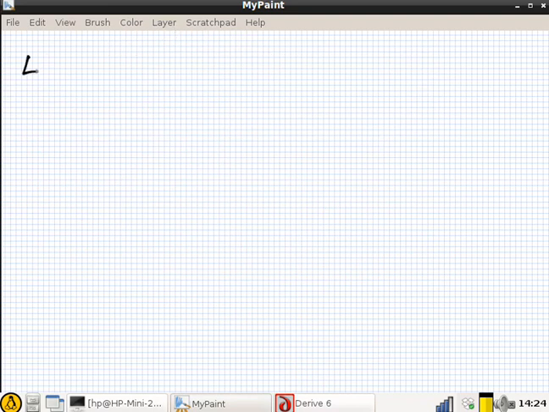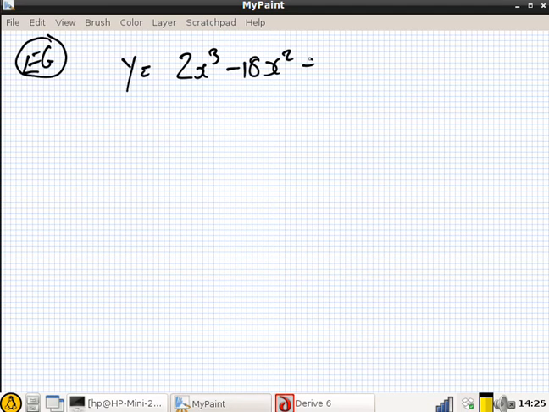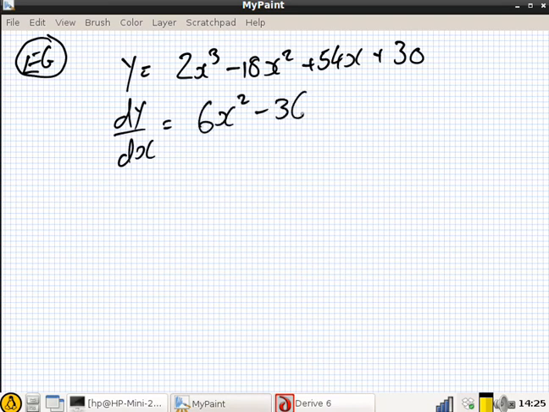Okay, so for example, let's see what we've got. We want a cubic one now. So y equals 2x cubed minus 18x squared plus 54x plus 30. Okay, so here in this example, to find the turning point, I need to find the derivative, which will be 6x squared minus 36x plus 54, and you want to know when it equals 0. All these numbers can be divided by 6.